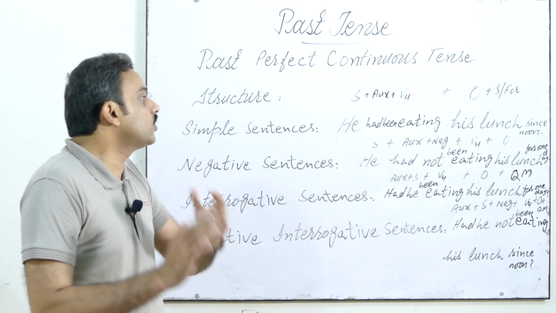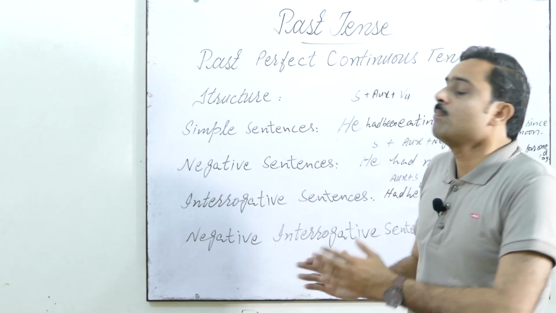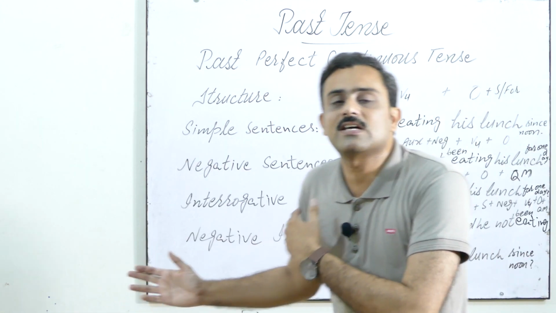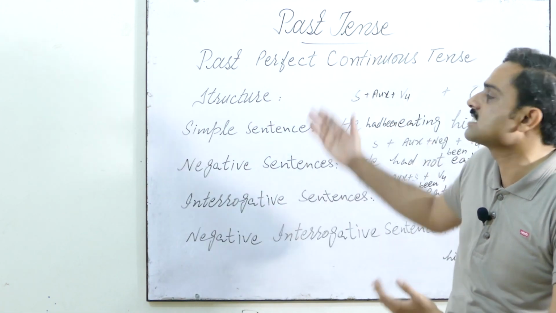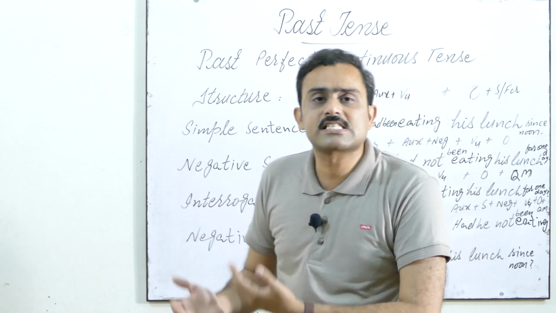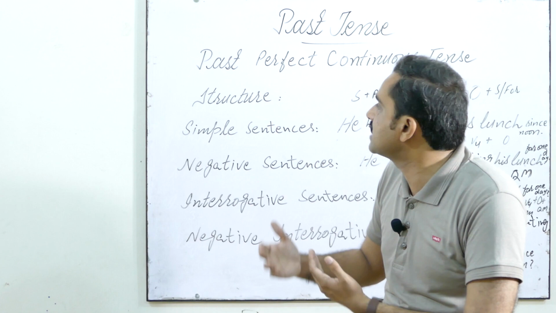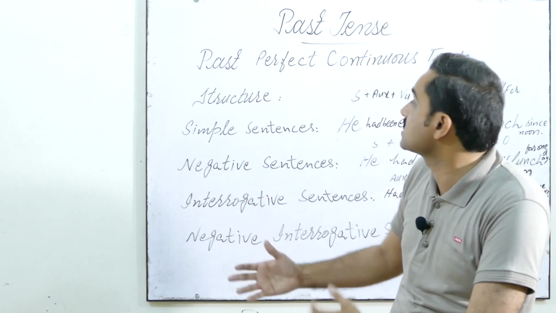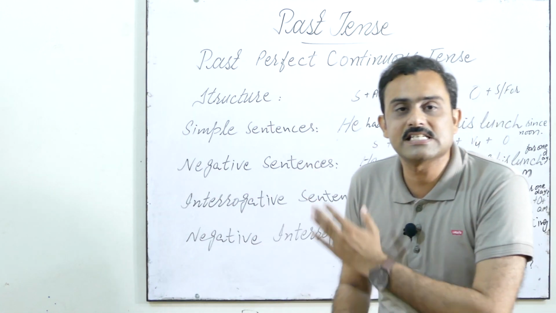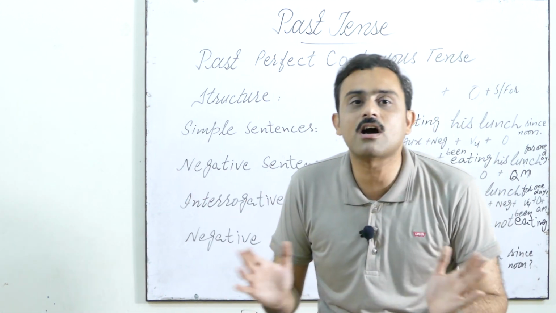So guys, today in our lesson we discussed past tense and all its subcategories, the sub-branches of past tense. We discussed past simple, past perfect, past continuous, and past perfect continuous tense. So all these four categories have been discussed here. I hope you have got the clear concept.